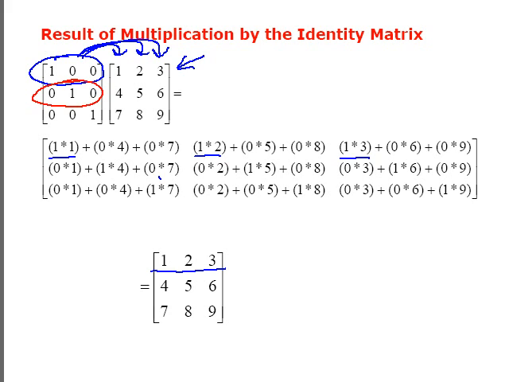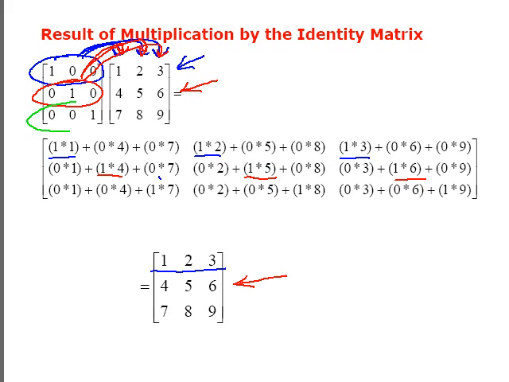Now move down to the second row, 0, 1, 0. The 0 multiplies the 1, no contribution, 1 times 4, and 0 times 7. Move to the second row, second column, and you would have 0 times 2, 1 times 5, and 0 times 8. Moving to the third column, 0 times 3, 1 times 6, and 0 times 9. Working that out, you get the second row, which is identical to the second row in the matrix up here.